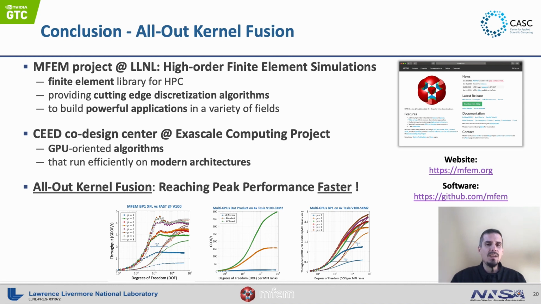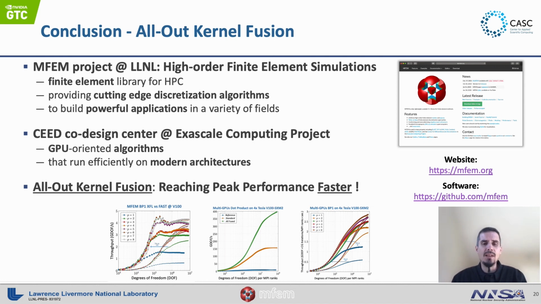The CEED Co-Design Center, part of the ECP, has pushed to rethink our algorithms and try such new paradigms and optimizations. The main idea is, of course, to run efficiently on modern architectures, and being able to reach peak performance faster is mission critical for a large number of applications.